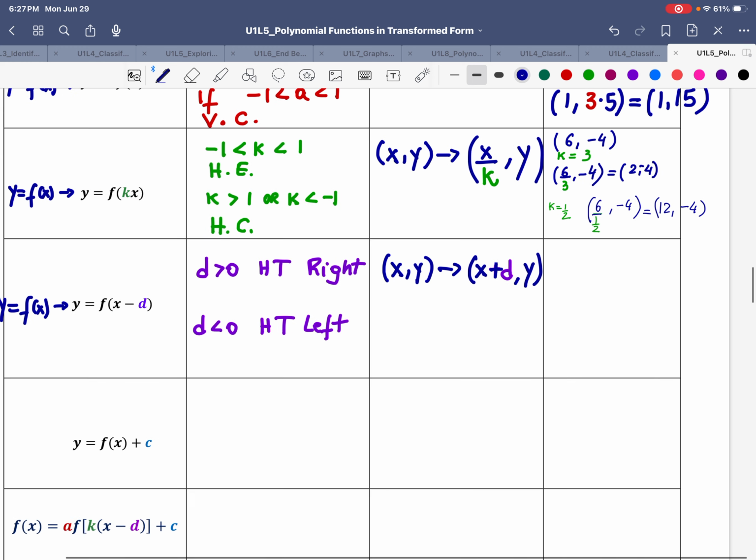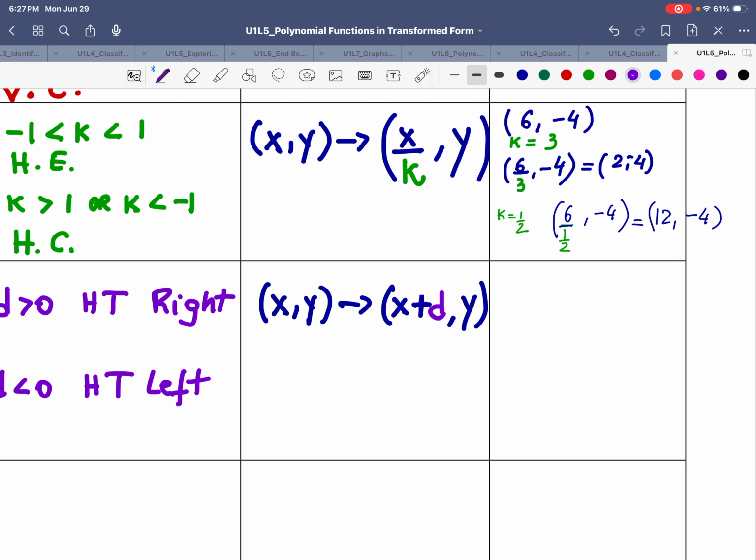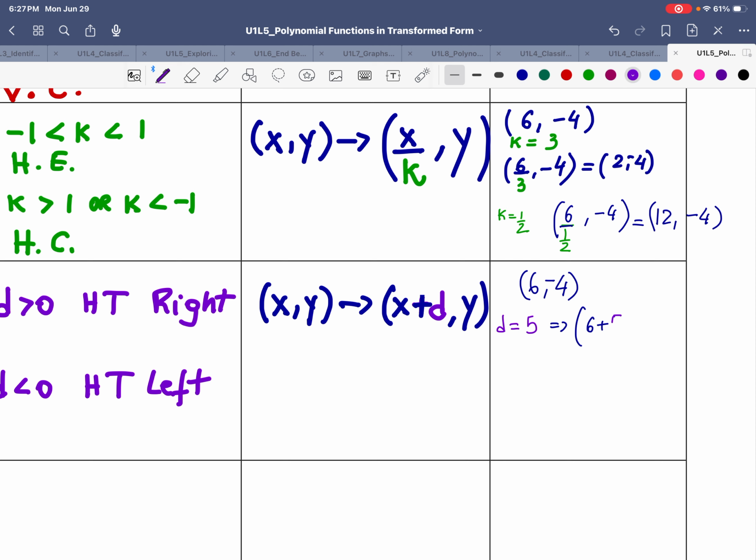Now, as an example, I'm going to do an example here when d is positive and negative. So say that the given point is 6 and negative 4. Now, if d happens to be a positive 5, then the image coordinates will be 6 plus 5, and the y value stays the same. We're not changing the y. So that means that the new coordinate or the image coordinates will be 11 and 4. So the only thing that we have changed in this case is the location of the point. So we have moved it to the right. So we haven't stretched it in any ways.